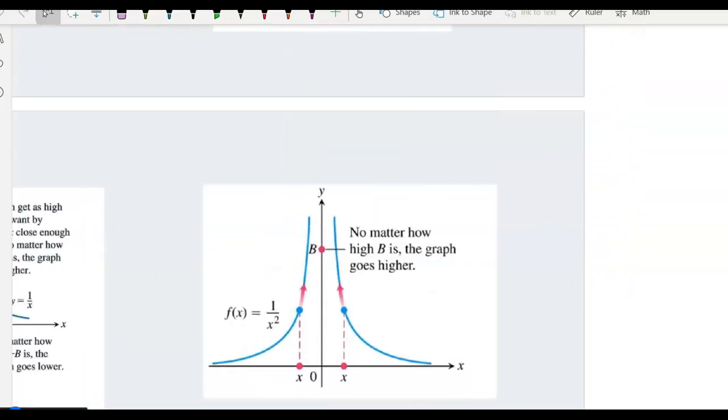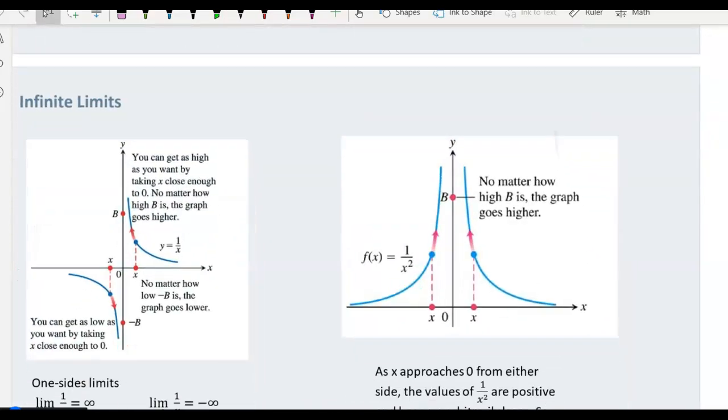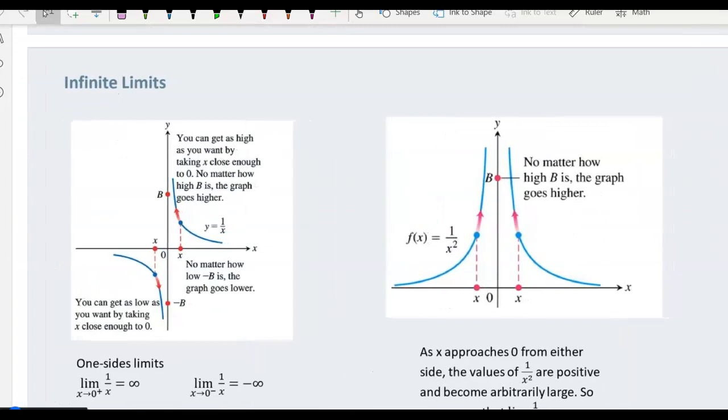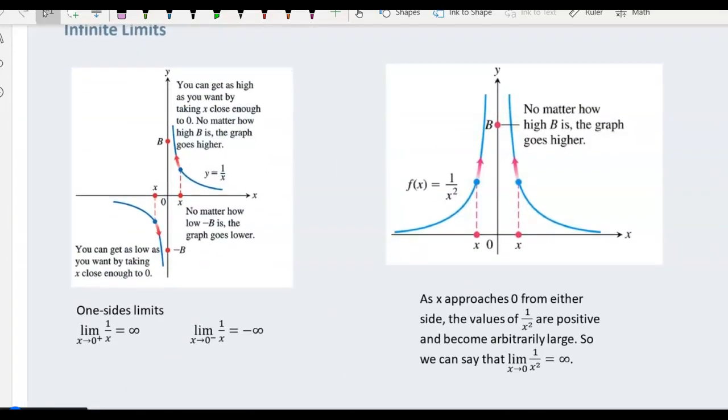Okay, let's go back. Here are 2 different examples of infinite limits. A couple of notes I want you to see.